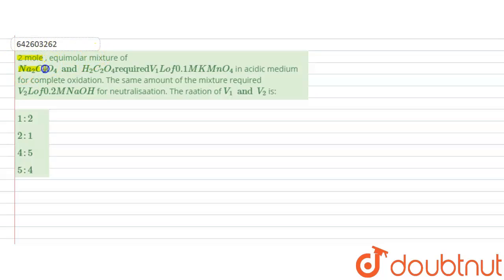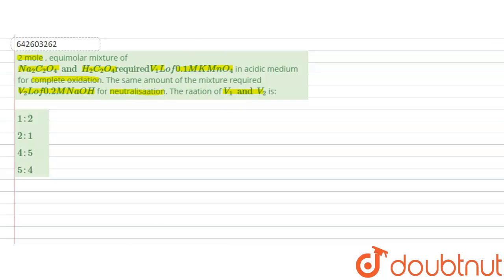Hello students, I am your teacher for this question, and the question is: 2 mole equimolar mixture of Na2C2O4 and H2C2O4 requires V1 liter of 0.1 molar KMnO4 in acidic medium for complete oxidation. The same amount of mixture required V2 liters of 0.2 molar NaOH for neutralization. The ratio of V1 and V2 is?